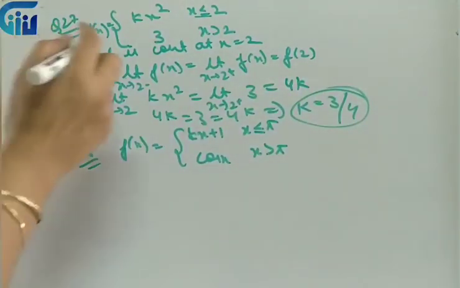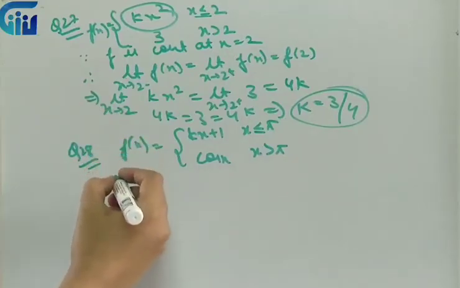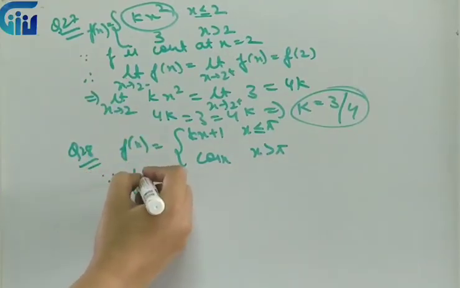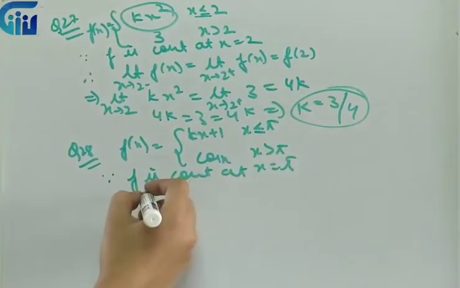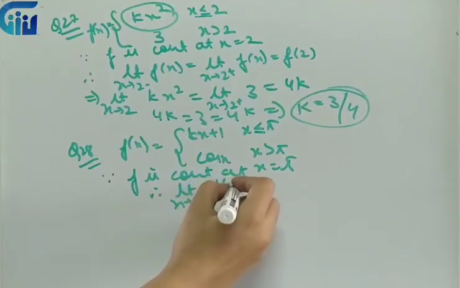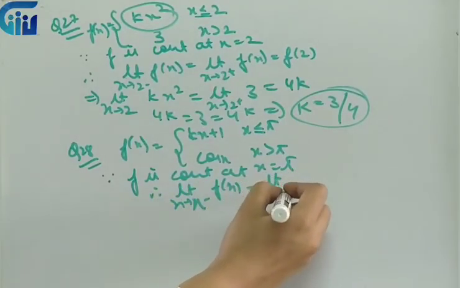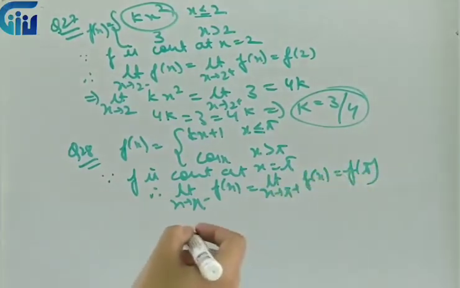The only difference will be sometimes you may get an easy question to solve for the limit, or all the questions that we have done in class 11 can come over here for continuity, right? Similarly, we have this question. We will say f is continuous at x equal to pi. Therefore, limit x tending to pi minus f(x) is equal to limit x tending to pi plus f(x) is equal to f of pi, right?